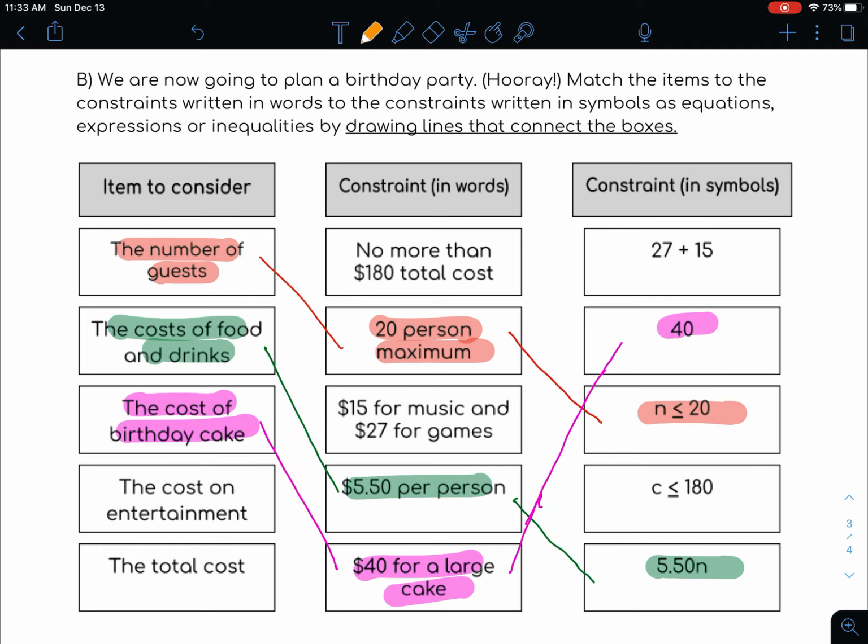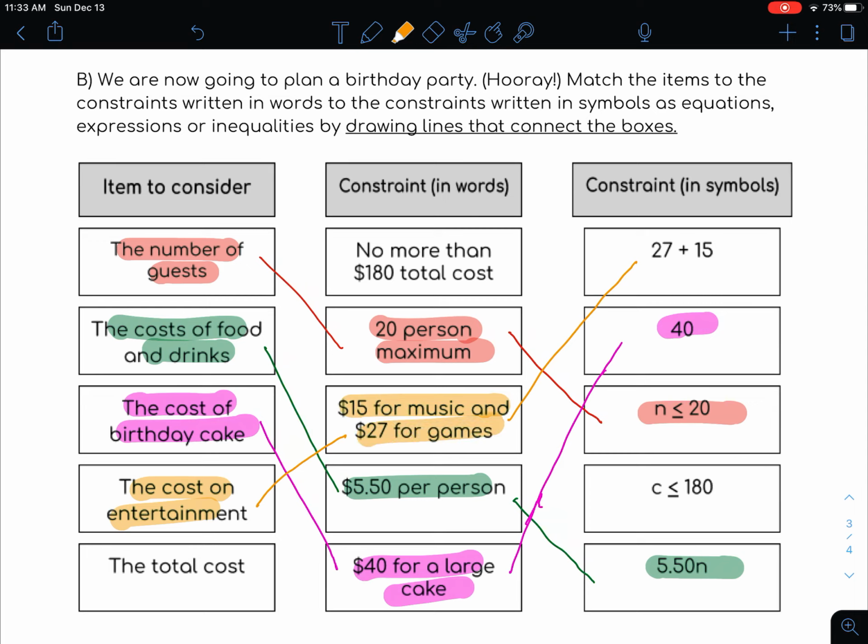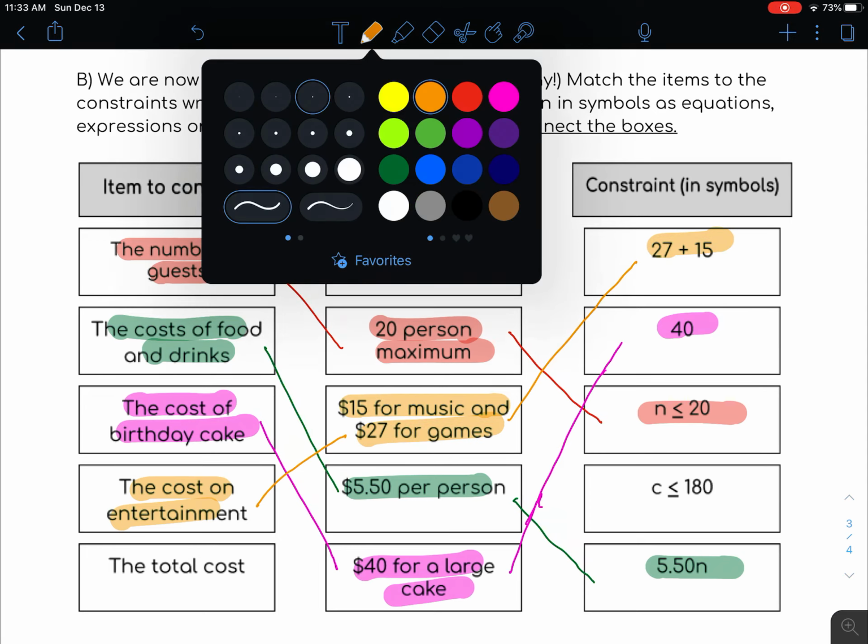And then the cost of entertainment. That's something we didn't really talk about on the first page, but a good party is, of course, going to have some music, maybe some games, something like that. And we might have to pay a little bit for that. So $15 for music and $27 for games. Again, that's kind of a set cost at 27 plus 15 up here.